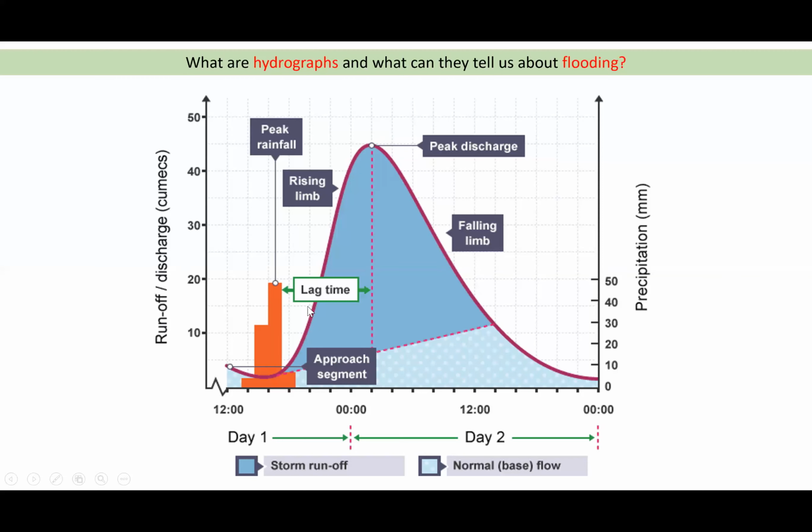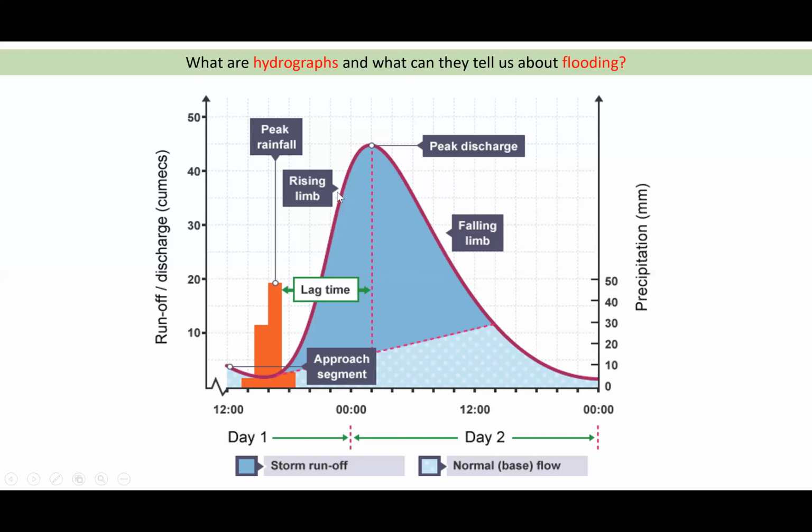Now we've got some other keywords here, and I'm going to go into this one in a bit more detail later on in the video. The lag time is the difference between the peak rainfall and the peak discharge. And lag means something that happens after. So if you lag behind someone, that means you're struggling to keep up with them. You are behind them. So a short lag time would suggest that the water entered the river and the river reached its peak discharge really quickly. A long lag time suggests that the discharge was much further behind the rainfall and it took the rain a lot longer to enter the river channel.